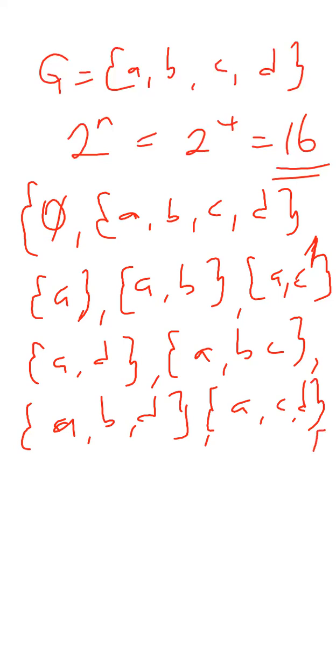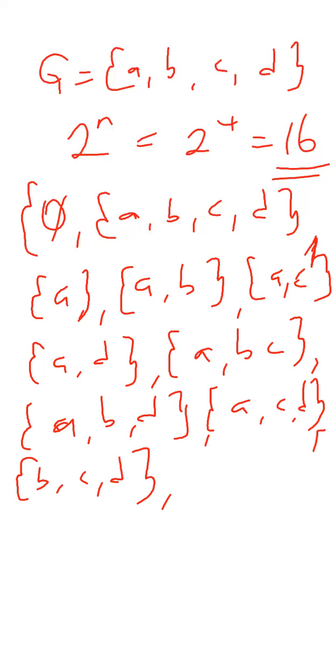We can also have, let me see, how many do we have now? 1, 2, 3, 4, 5, 6, 7, 8, 9. Okay, we are still going on. Now, what can we have? ABC, ABD, ACD. Okay, we can have BCD.